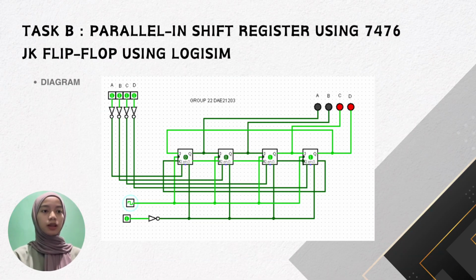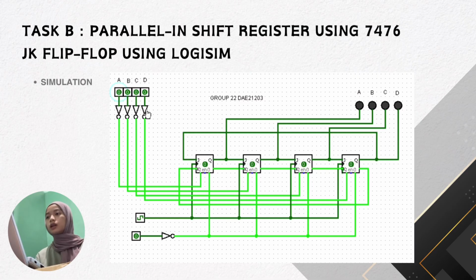Assalamualaikum, my name is Kisina binti Muhammad Nasir. Today I will present to you about my Task B. Task B is the parallel-in shift register using JK flip-flops. Based on my circuit, I have 4 inputs, 4 outputs, 4 JK flip-flops, 1 clock pulse and 1 clear. This is based on the circuit that I made.